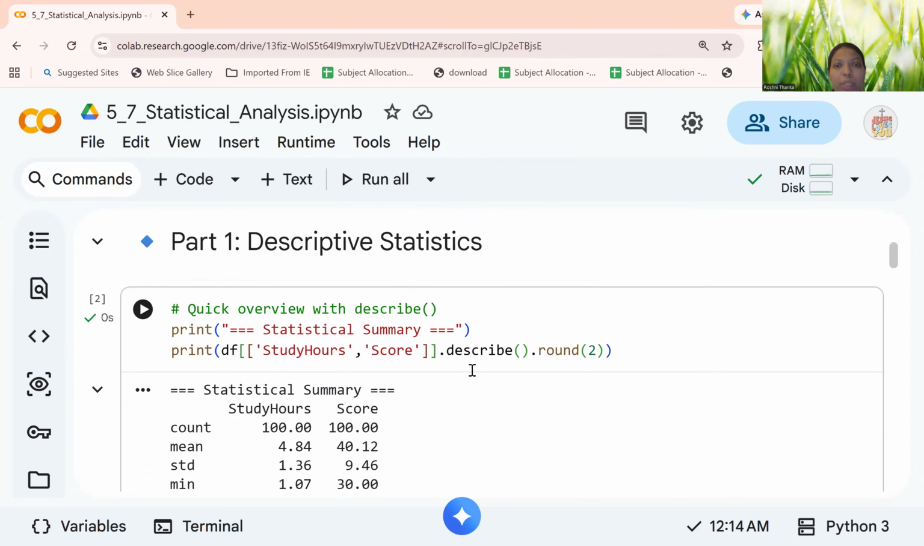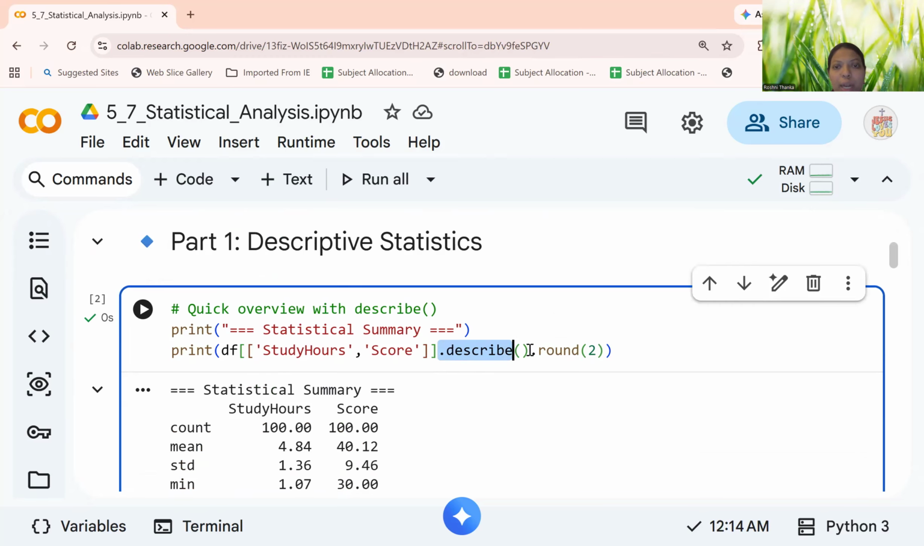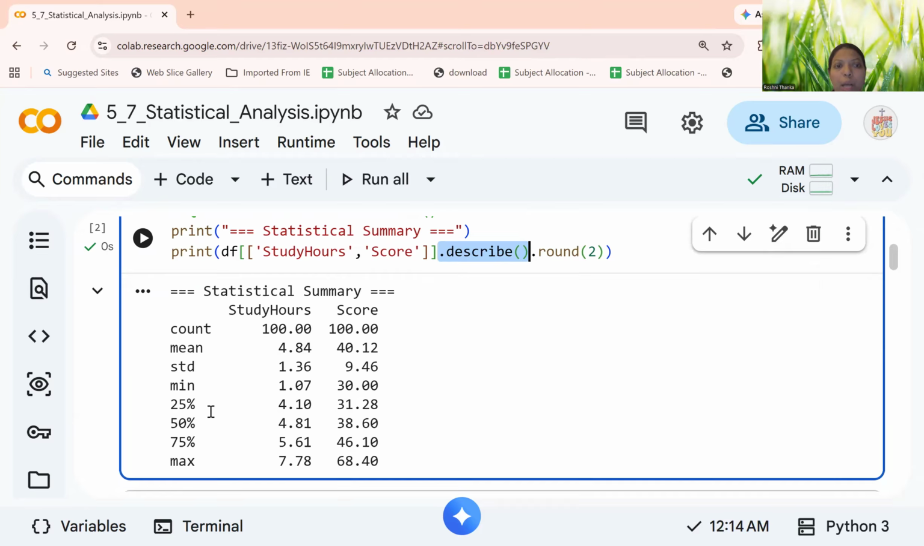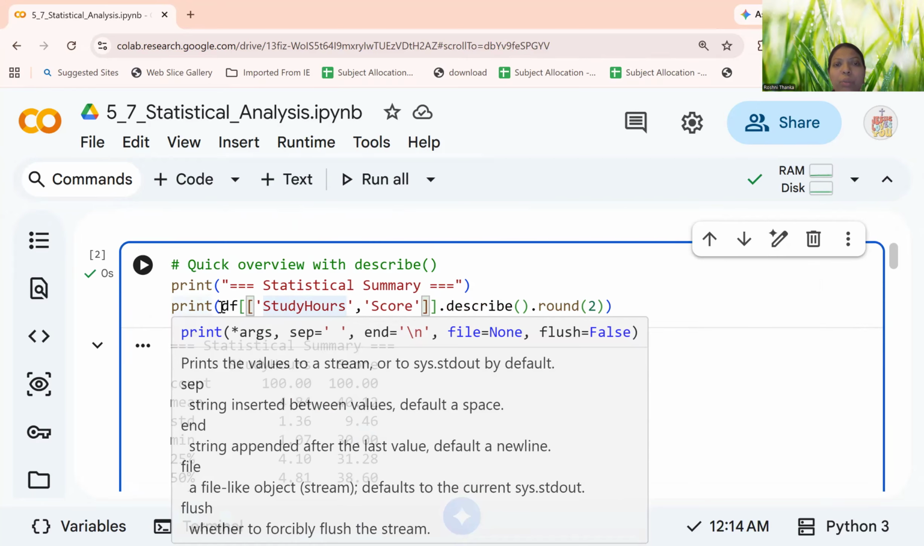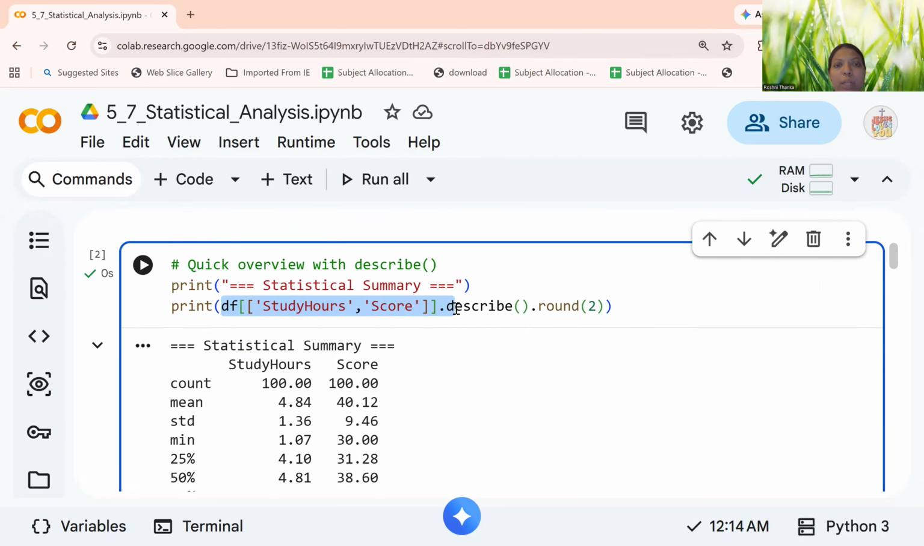First, we are going to use the function called describe. Describe will give all the statistical descriptions like mean, median, minimum, and quartiles: the 25 percentage, 50 percentage, 75 percentage. So all these details will be taken. For that, we are not going to use the entire data frame. For study hour and the score alone, we are going to find the description.